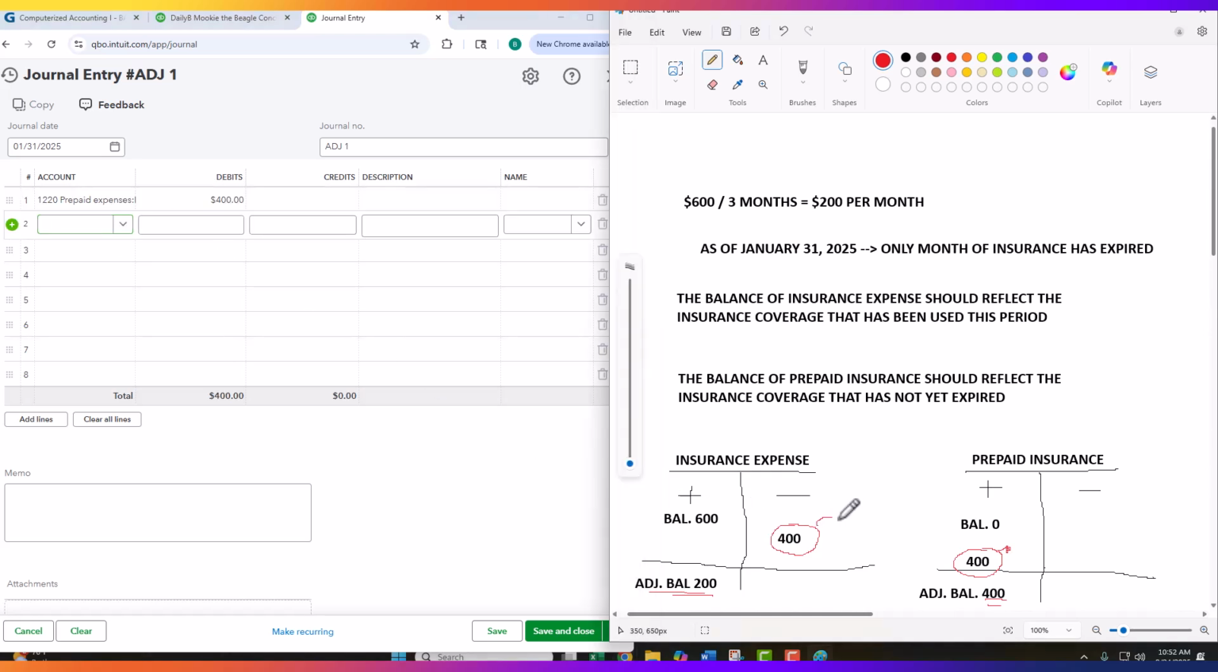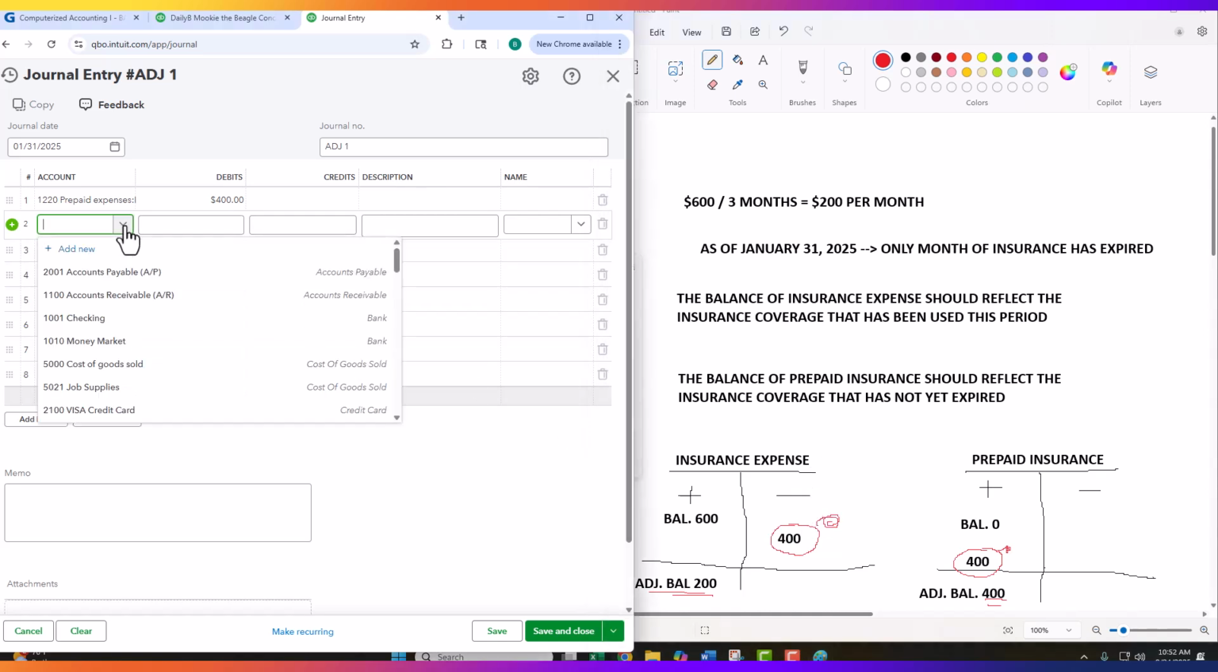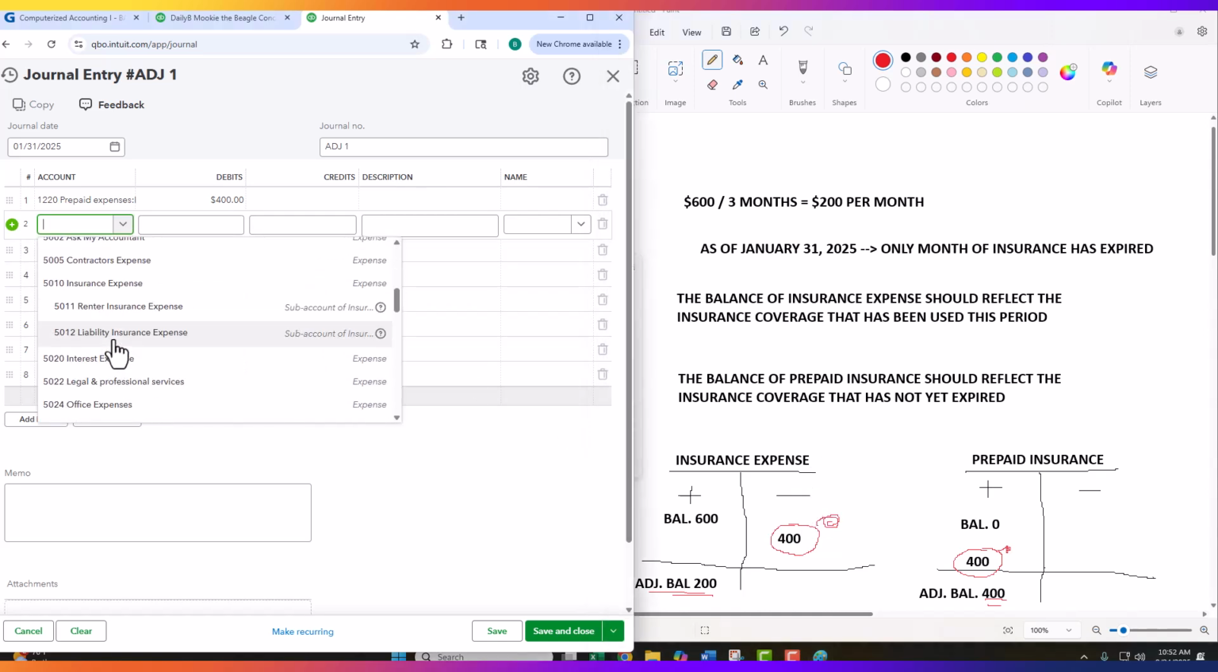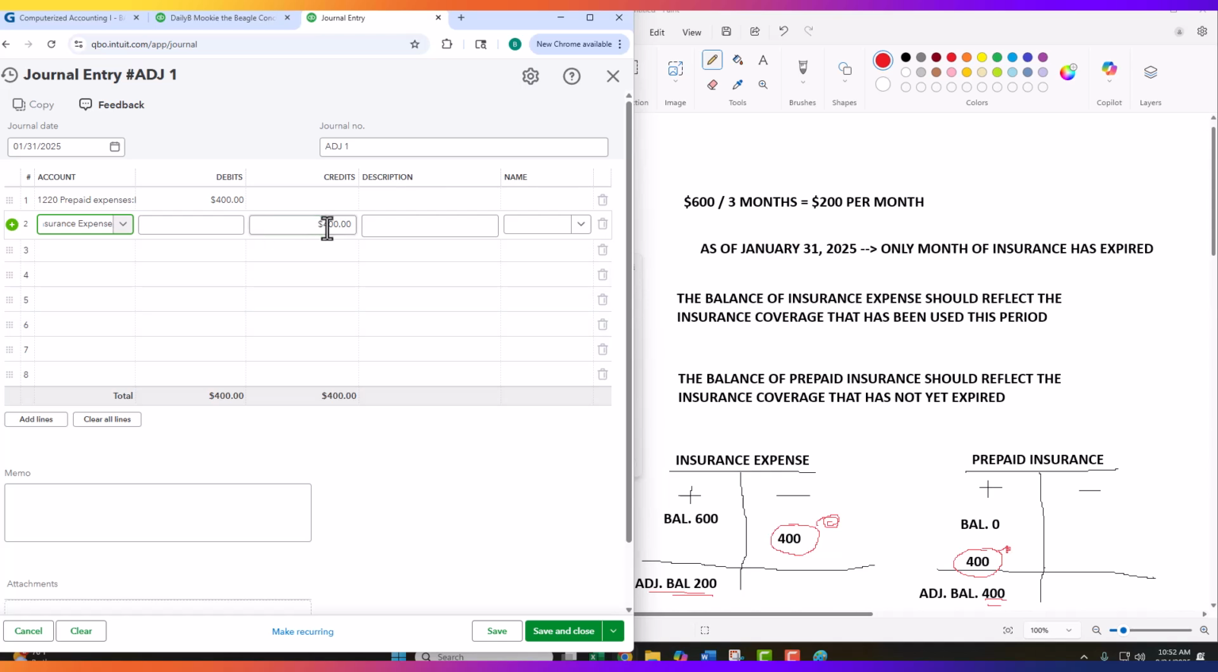And now in our T account, we can see the other account, insurance expense, was credited for the same amount. So we find that in our list. And this was specifically for the liability insurance. So I found the $5,012 liability insurance expense. I select that, and it auto-populated with the credit of $400.